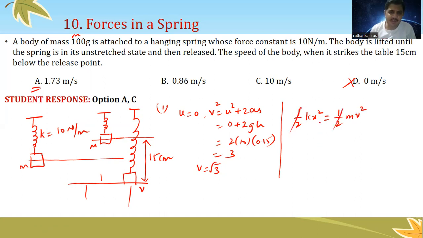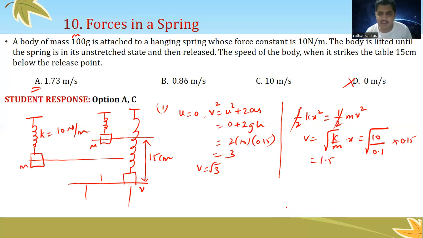Let us look at this also. Now what is x? 15 centimeter. So they found v is equal to square root of k by m into x. Simple mathematics. What is k? k is 10. What is m? 0.1 kg. Multiplied by x. What is x? x is 15 centimeter, which is 0.15. So what do I get here? 10 by 0.1 is nothing but 100, root 100 is 10. 10 into 0.15 is 1.5.